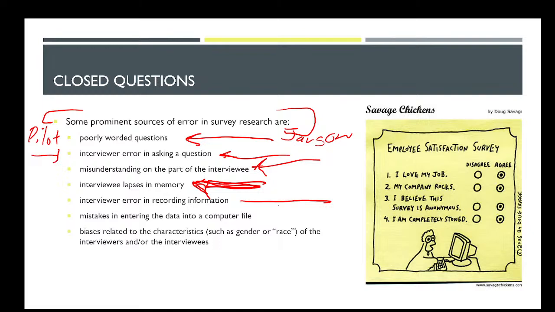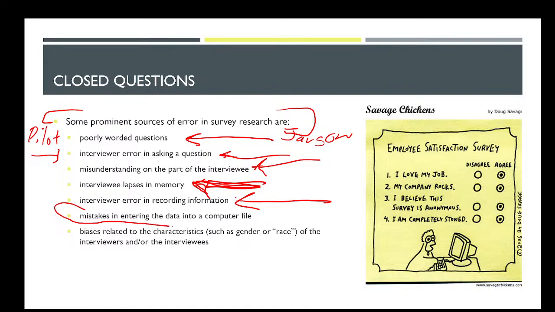Interviewer error in recording information. Again, this is only going to be phone interviews and in-person interviews where someone is asking you the questions and filling out the form on an iPad or something like that. You could theoretically tap the wrong thing and put in incorrect information. Again, I don't think that's super common, but it certainly happens.